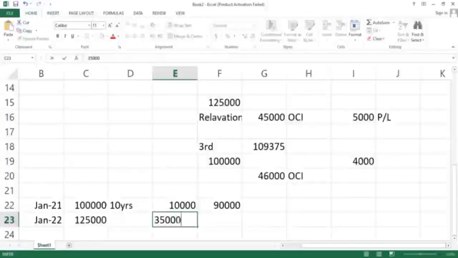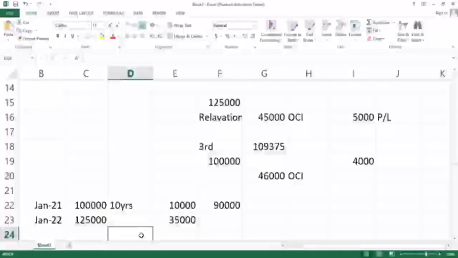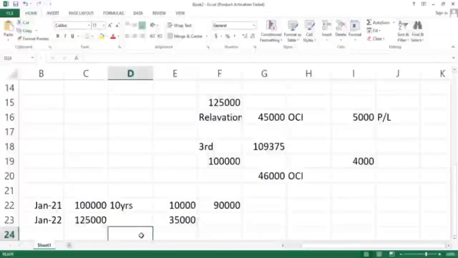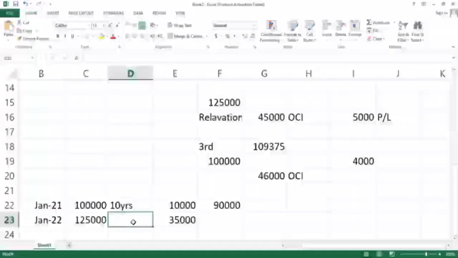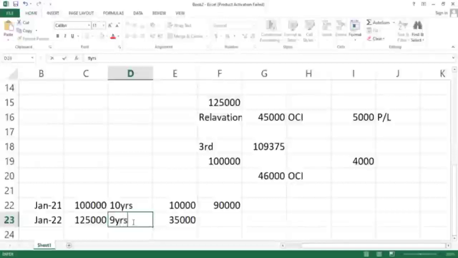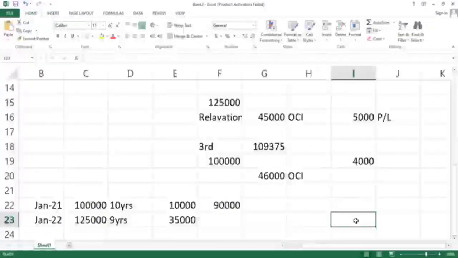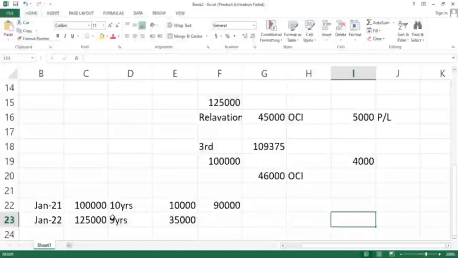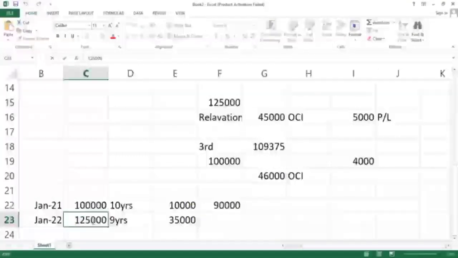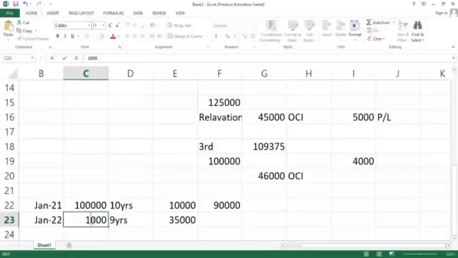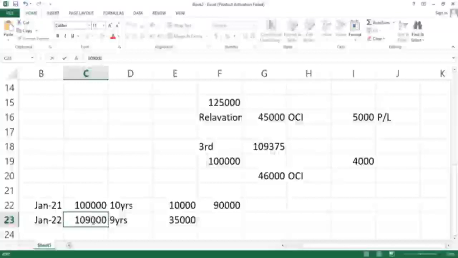Yes. Okay. So what would be the new depreciation from this year now? That would be 9 years. So 125,000 over 9 years is 13,888.89. Let me adjust this so that we can get a correct figure. Let's make it 119,000 and see. If you divide, can we get an exact figure? Let's make it 108,000 and see.